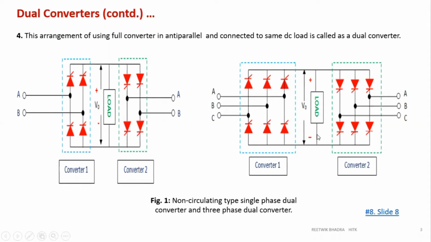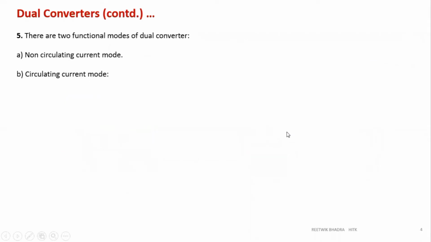This is the basic configuration of your three phase. Same thing: we have the three phase converter, and up to this, the left hand converter 1, we have studied. This converter 2 will be operating in inverting mode. So we have connected it just the opposite way. This is converter 2, and this is a non-circulating type dual converter. I'll tell you what is non-circulating and circulating. These are the two pictures which depict dual converters. The two functional modes are non-circulating and circulating mode. We have to discuss in short about these two modes.